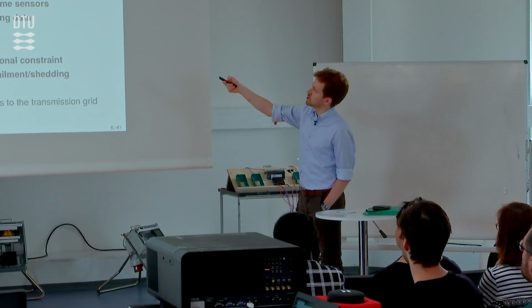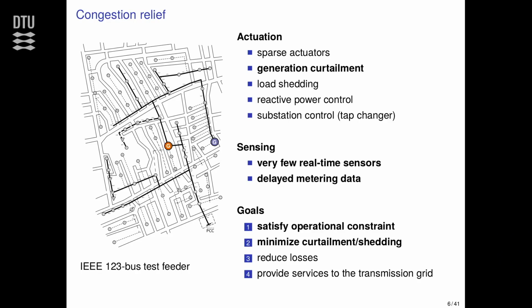Today, we're going to focus on what you see in bold here. The actuation that we are going to consider is only generation curtailment. The sensing is real-time and delayed data. And the goal is to satisfy operational constraints while minimizing curtailment. But everything else can be incorporated.